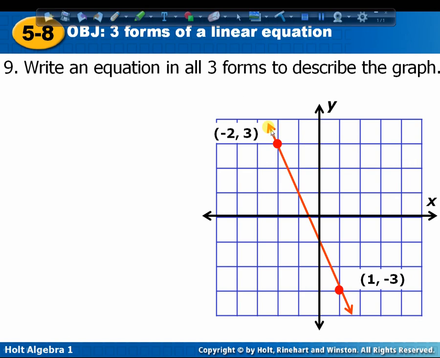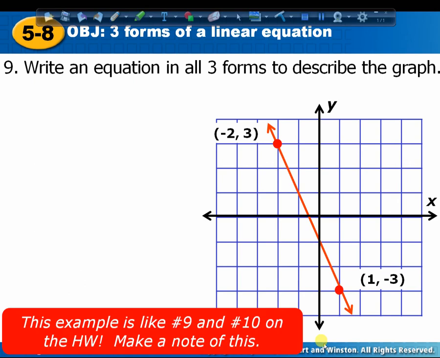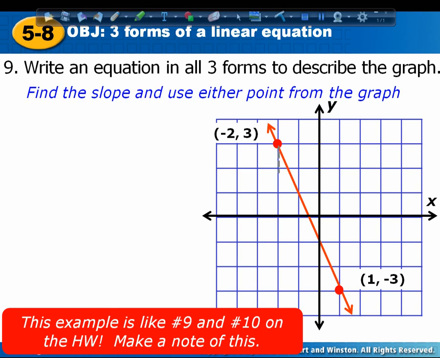So I'm going to start at this point up here and figure out what I have to do to get to this point down here. So I always go up or down first because that's my rise. And this example is like number 9 and number 10 on your assignment for tomorrow. So I have to go down to get from the left point to the right point, and then I have to go to the right. I have to go down 6, so that's -6, and I go to the right 3, so that's +3.